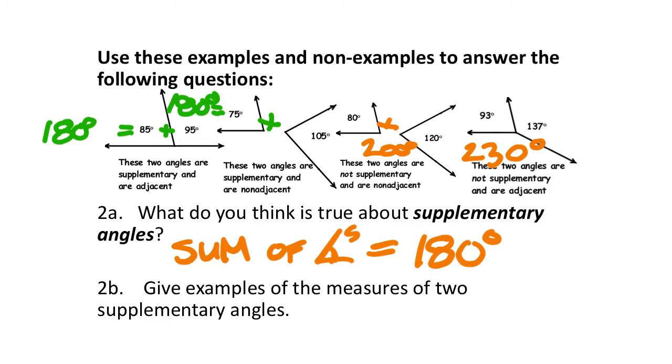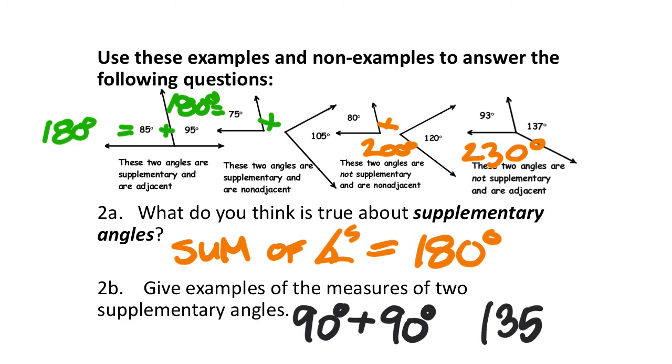Give examples of measures of two supplementary angles. Here are two common ones, okay? That would be 90 degrees plus 90 degrees, right? 90 cuts that 180 right in half. Two angles that add up to 90 degrees, that's complementary. But these two angles add up to 180, so that'd be supplementary. Another common one would be 135 degrees and 45 degrees. That adds up to 180, and so therefore it is a supplementary relationship.